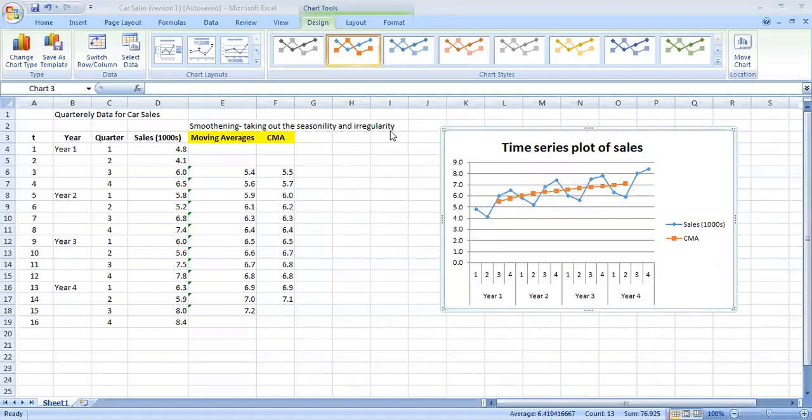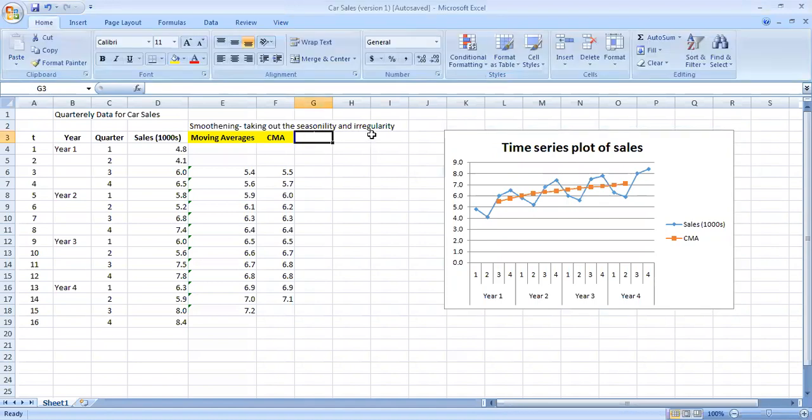Okay, so by now we have smoothened the data set. That means we have taken out the seasonality factor and the irregularity factor. So when it comes to your lecture slides, now we are in step 9. Now we have to come up with the seasonal component and irregular component. Here, next to your centered moving average, we are going to come up with the seasonal component and irregular component.